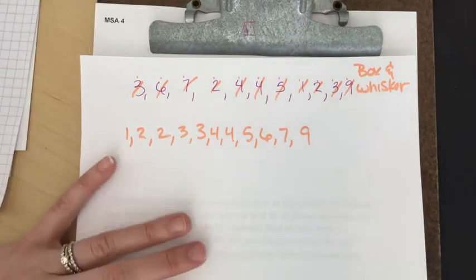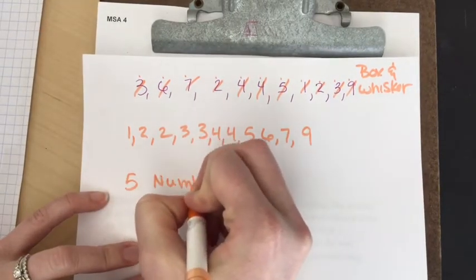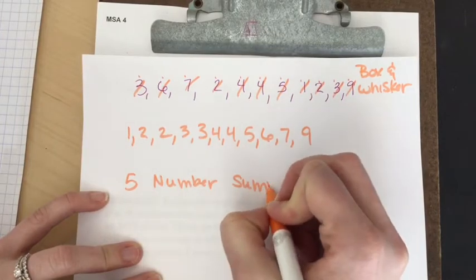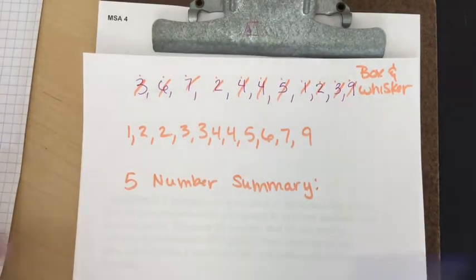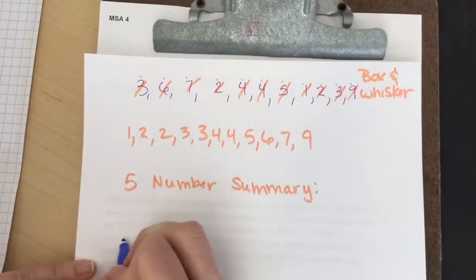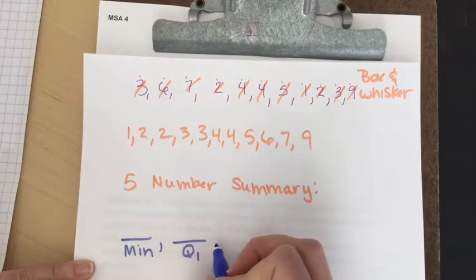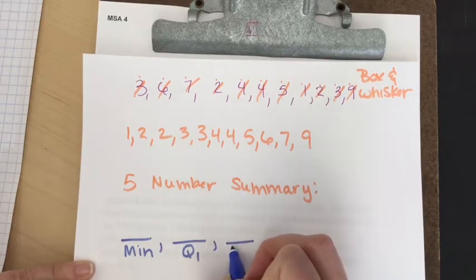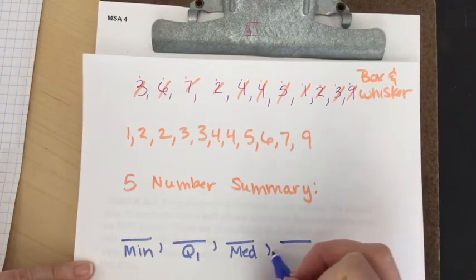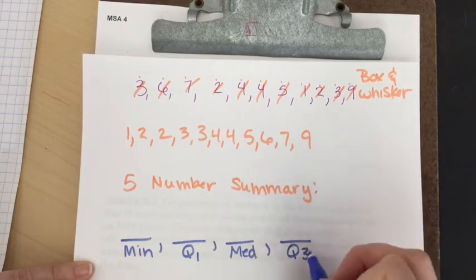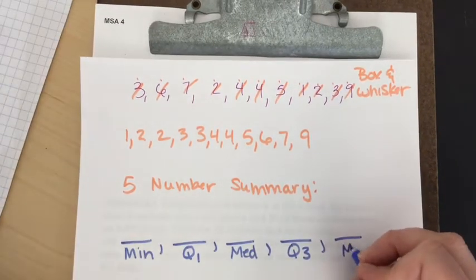So after you order them from least to greatest, we want to come up with our 5-number summary. Okay, so there's obviously 5 parts of this 5-number summary. We have our minimum. We have Q1, which is the halfway point of the first half of the data. We have our median, sometimes called Q2, because it's the halfway point of all the data there. We've got Q3, quartile 3, the halfway point of the second half of the data, and we have our maximum.